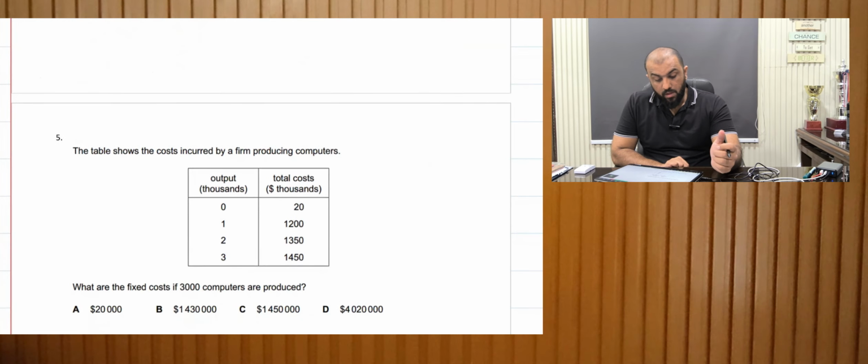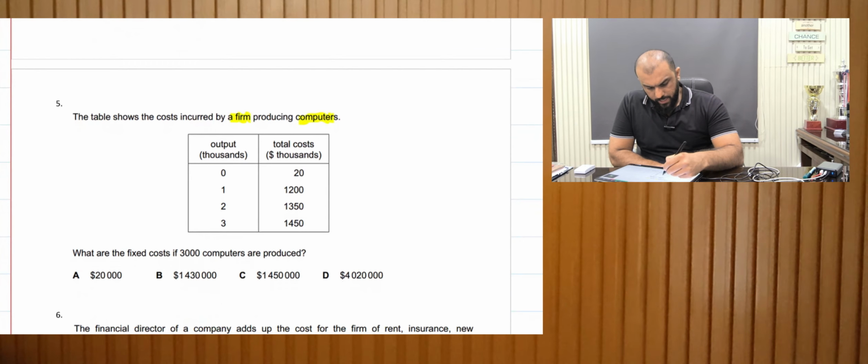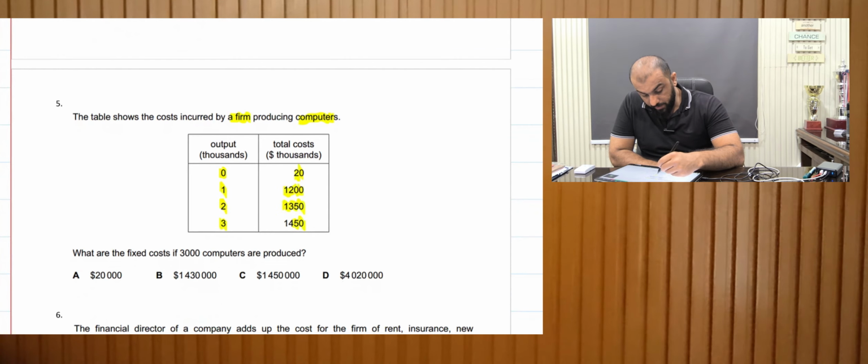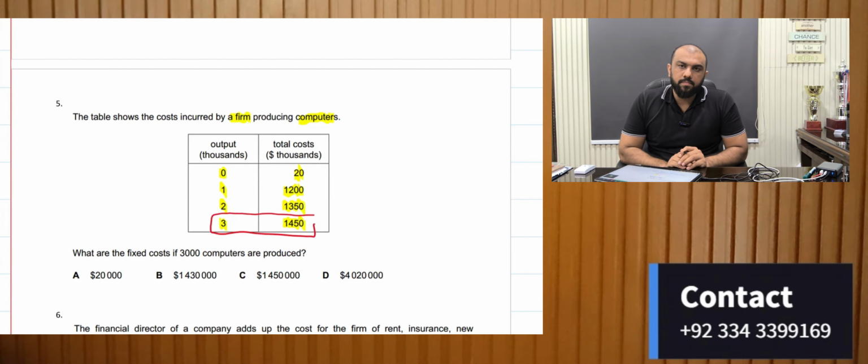The fifth MCQ. The table shows the cost incurred by a firm producing computers. Output 0, 1, 2, 3. Total cost 20, 1200, 1350, 1450. What are the fixed costs if 3000 computers are being produced? So basically it's asking about this area. Now fixed cost does not change with the level of output.